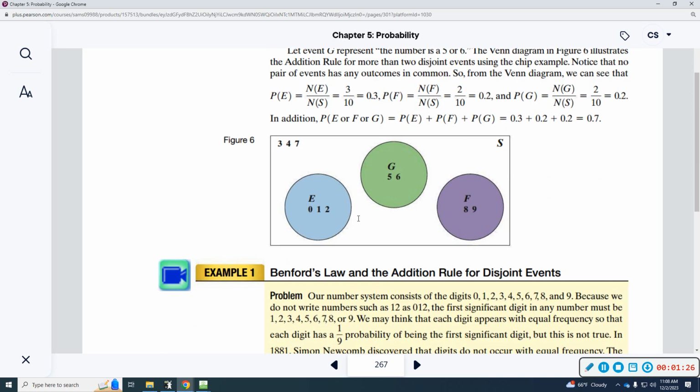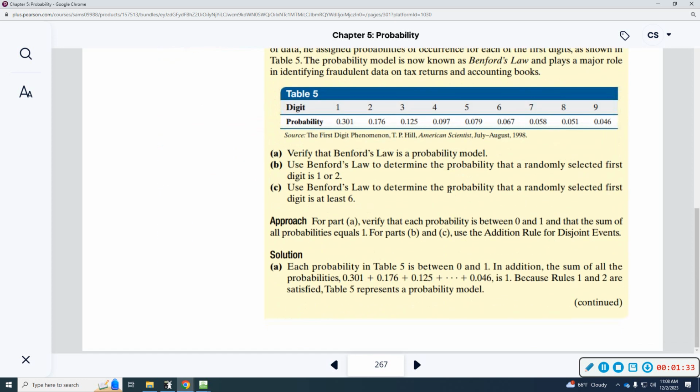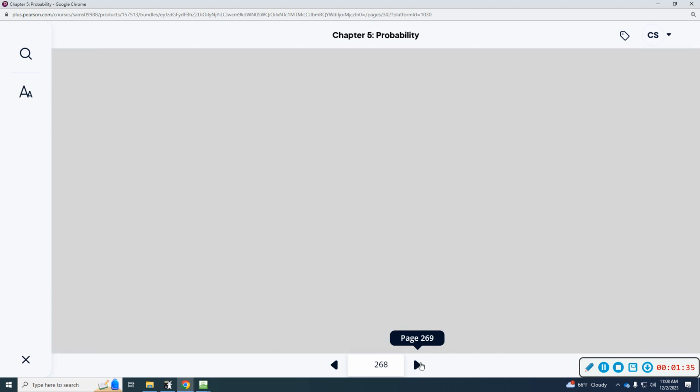So here I have another sample where you've got E, F, and G. All of them are disjoint from each other. Here's a problem, which we'll spend most of our time doing examples in my math lab.